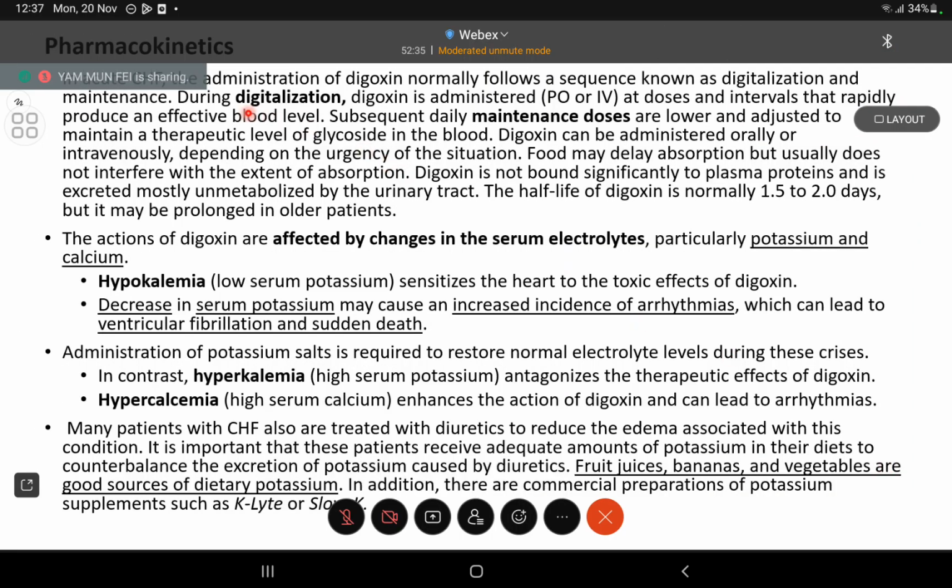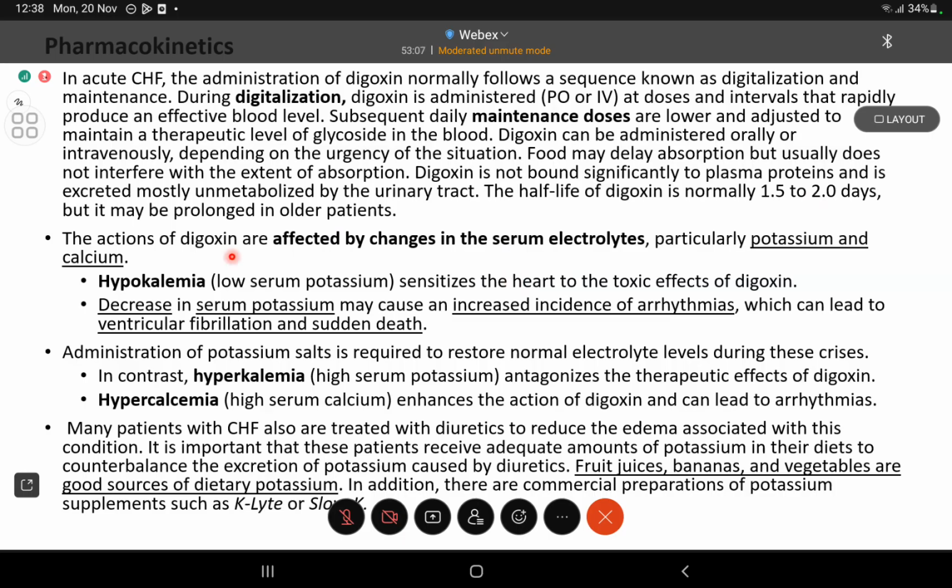So digoxin may be used either IV or PO, depending on the condition. Just now I did mention, isn't it? Depends on the conditions. Digoxin, the normal half-life is 1.5 to 2 days. The half-life is quite long, especially in elderly patients. In elderly patients, the half-life is longer compared to younger patients. Okay.